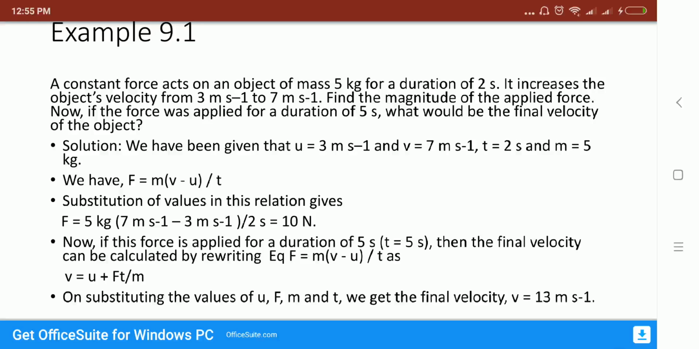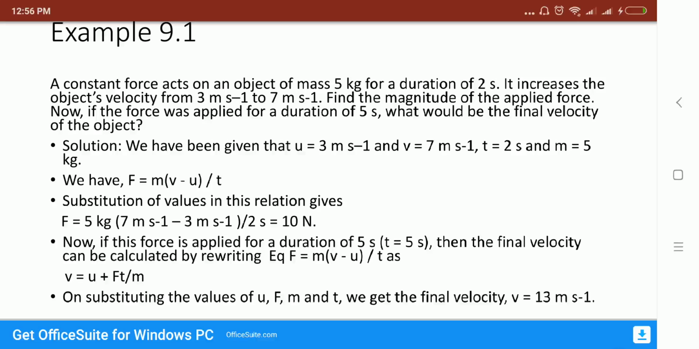Now the second question asks, if the time duration becomes longer, from 2 seconds to 5 seconds, what would be the final velocity? The force is given continuously for the longer time duration, so the final velocity value will change, and that we need to determine. So from the same equation F equals m(v minus u) by t, make v the subject, which we want to determine. So it becomes u plus Ft by m.